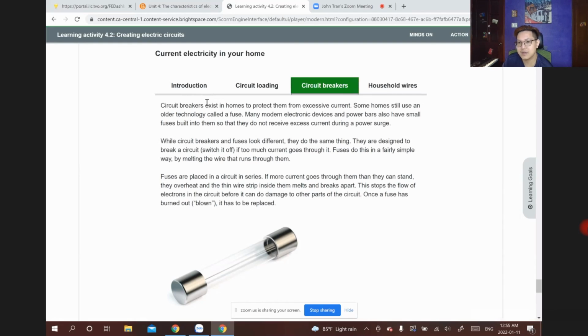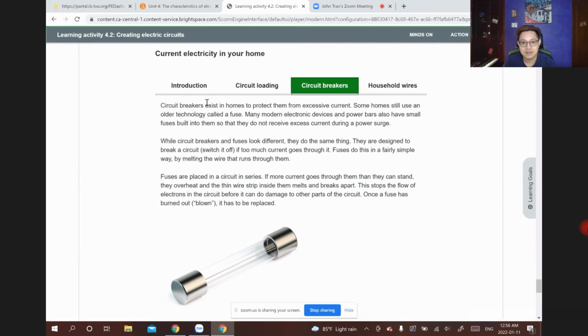So basically, when you have so much current flowing through your wires, it melts the lead, and when the lead melts, it breaks, and then the circuit is no longer whole. It becomes broken, so no more electricity flows through your house. In that way, it prevents house fires caused by too much electricity.